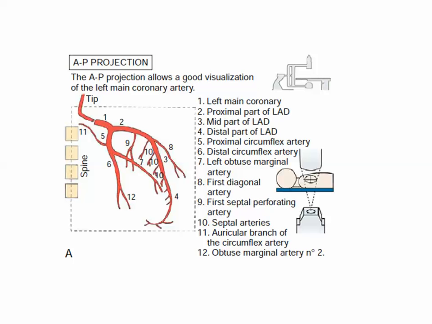So what's this view? This is the spine. This is RAO. So what are the walls? Anterior, apex, inferior, and this is the AV groove. So: anterior, apex, inferior.